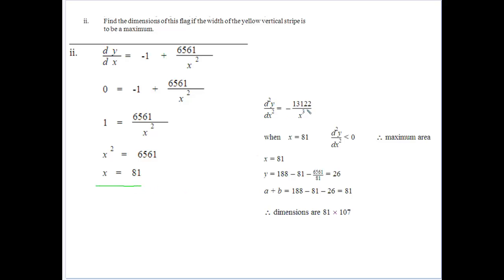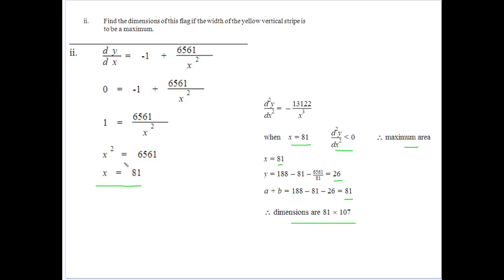We get our second derivative. We're going to test in the second derivative because the derivative equals 0 there, and that becomes minus 13,122 on x cubed. And when x is positive, then the negative there would make the whole thing negative, so it must be a maximum. x is 81, we sub x in and we get y is 26. a plus b would equal 81, so there are our dimensions.